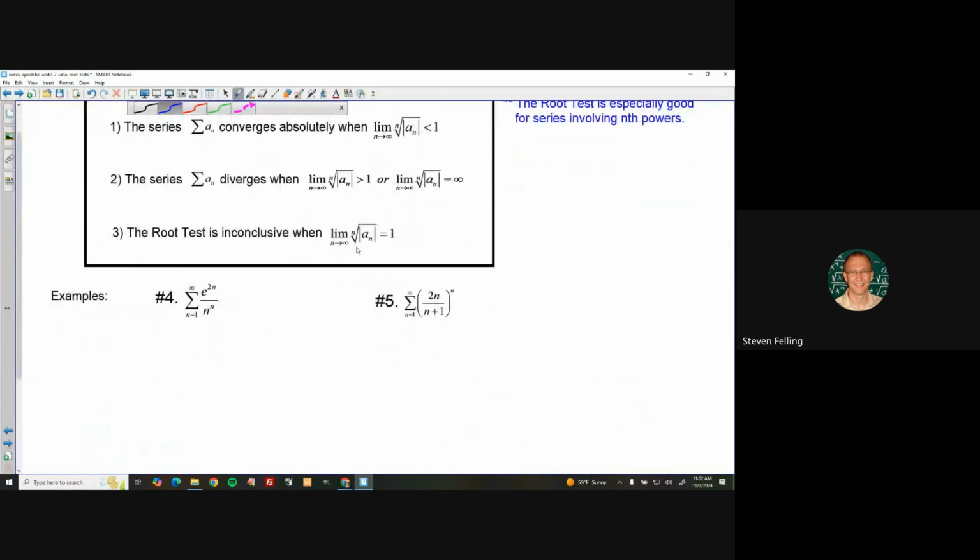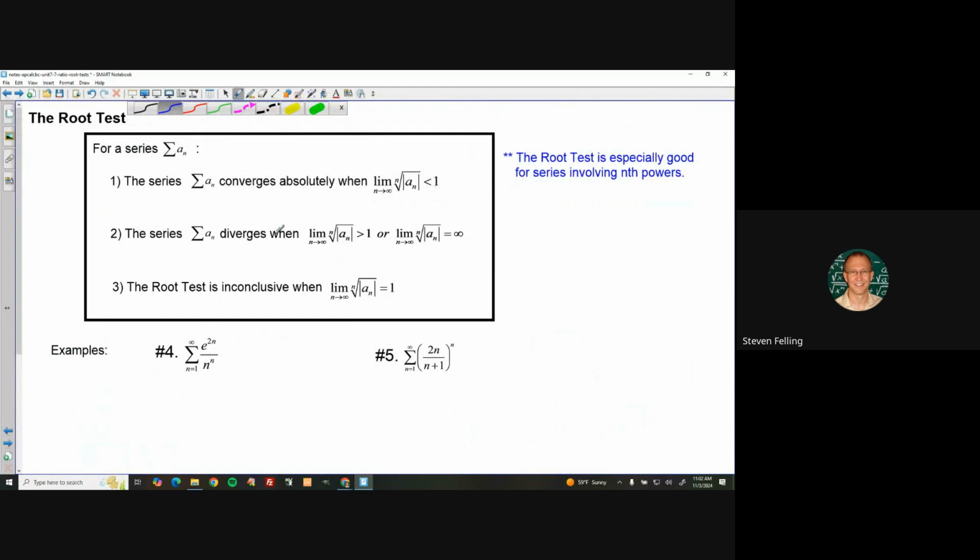The root test says something similar. We're going to take the limit as n approaches infinity, but it's going to be the nth root of the absolute value of the nth term. And if that is less than 1, the series converges, actually converges absolutely. And if it's greater than 1 or infinity, it diverges.